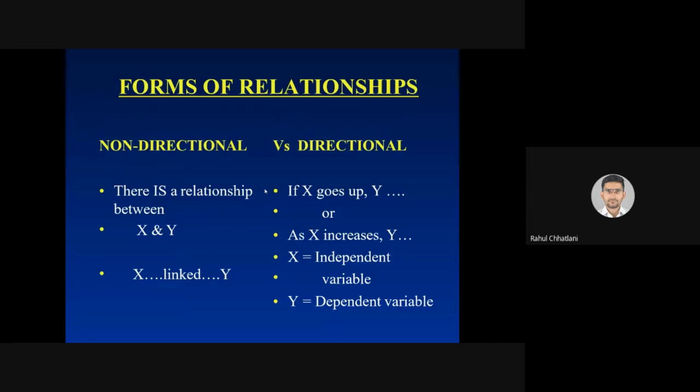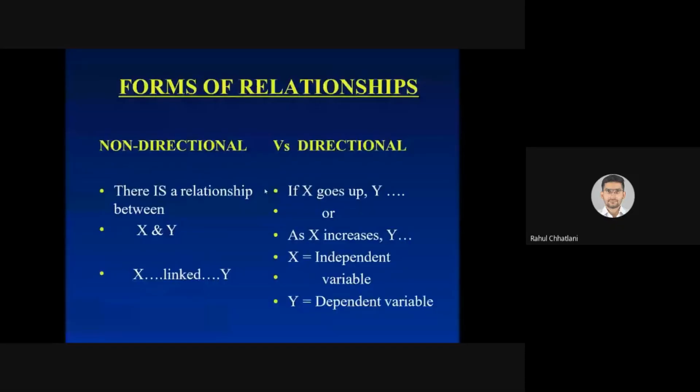Okay, till here I guess we had already discussed. Coming to forms of relation, non-directional versus directional. Non-directional means there is a relationship between x and y. So x is linked with y. So virtual reality is linked with balance, and virtual reality is linked with coordination, in patients with stroke. So that is non-directional. What is directional?